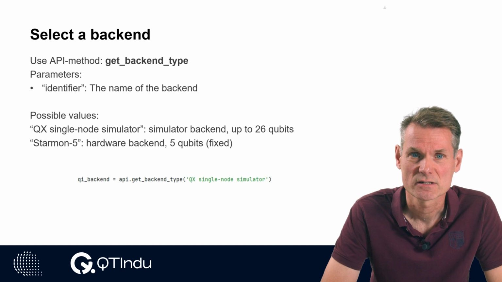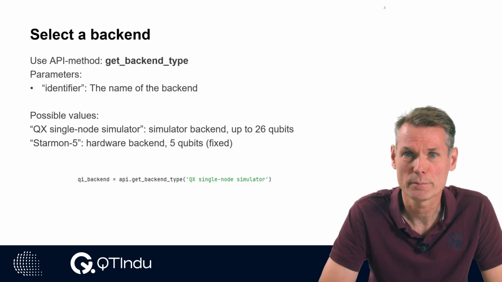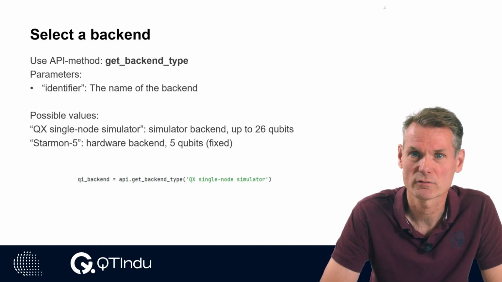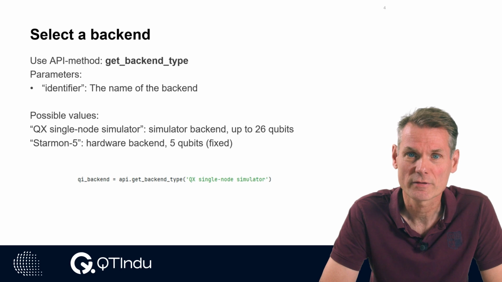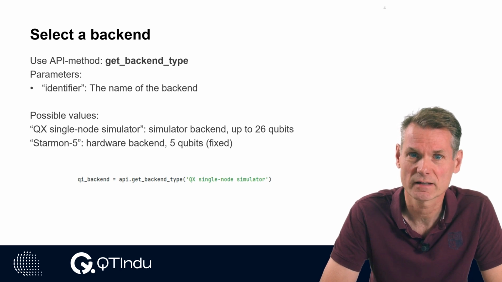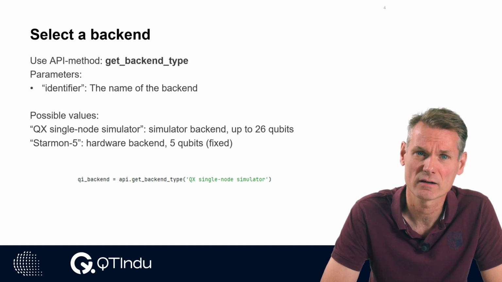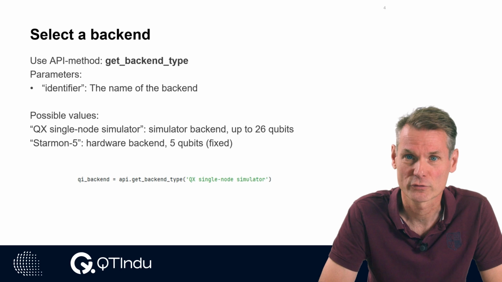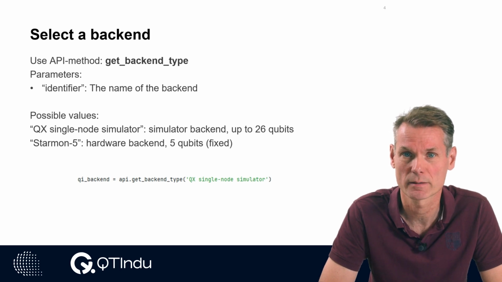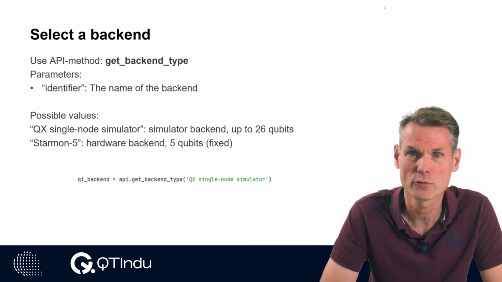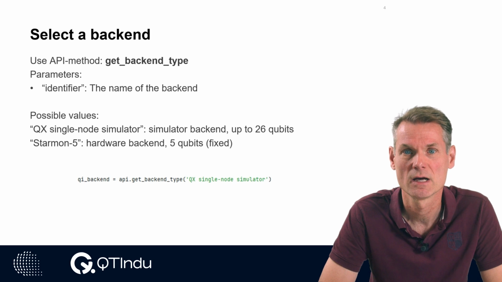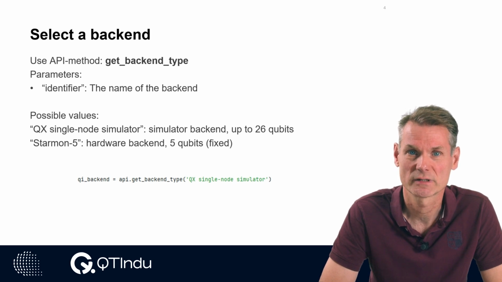The API instance we initialized in the previous step can be used to interact with Quantum Inspire. One of the things that we can do is selecting a backend we want to run our algorithm on. For this, we use the method get_backend_type. In the example, we use the QX single-node simulator. This is a simulator backend which can simulate algorithms using up to 26 qubits.